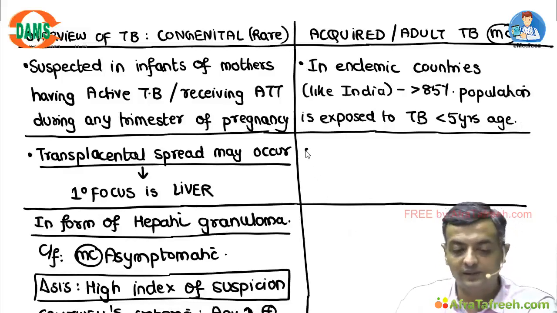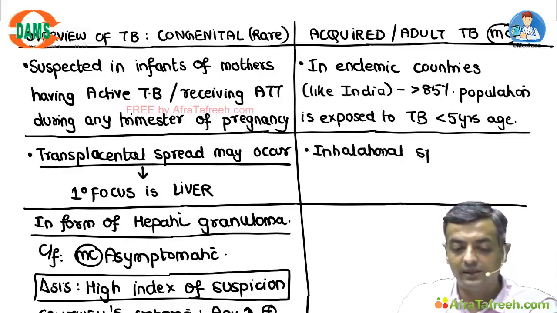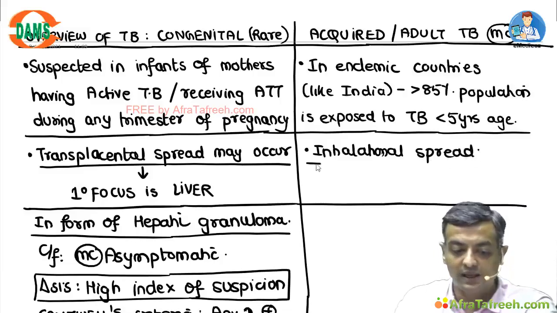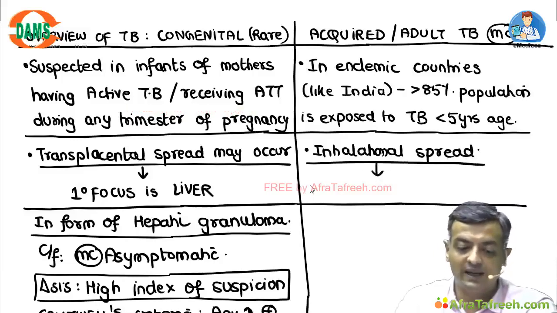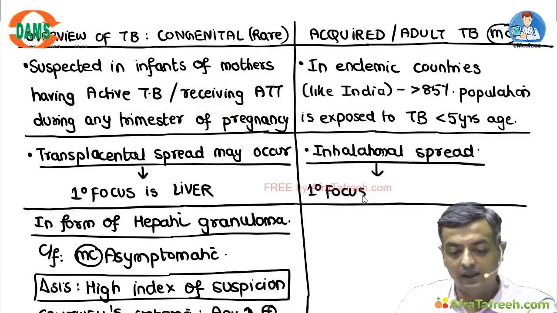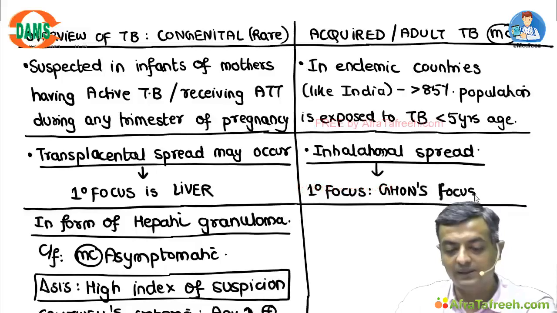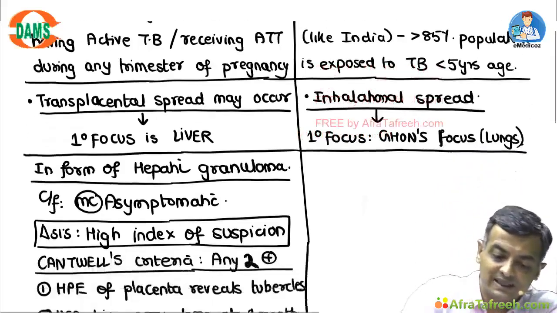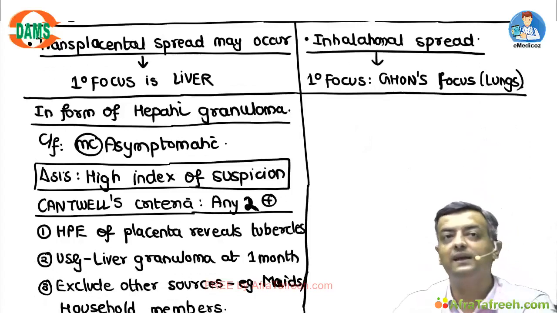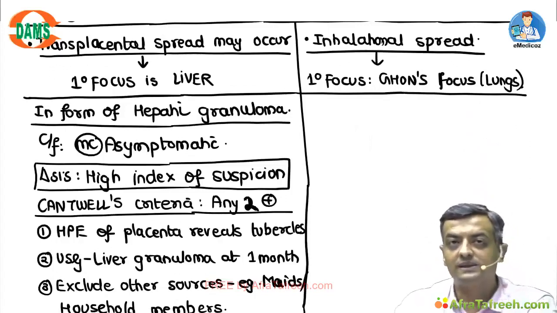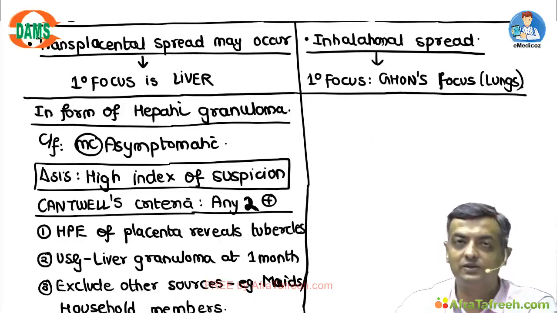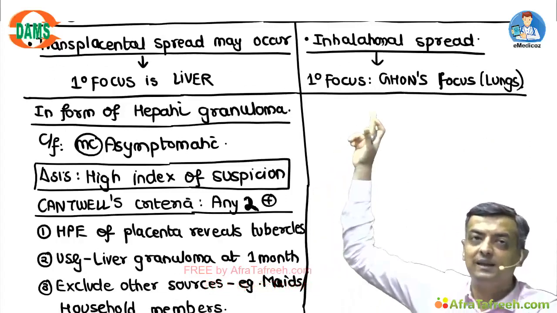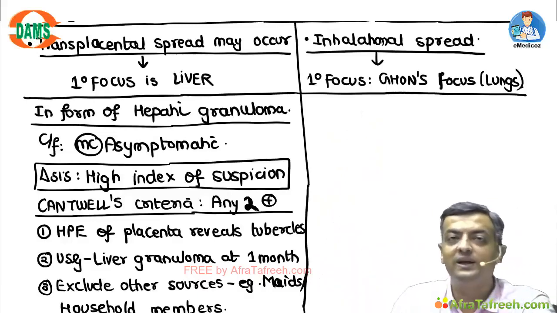So what is the mode of transmission? Inhalation route. There is an inhalational spread of tuberculosis in the population, and that is why the primary focus is the Ghon's focus in the lung. So Ghon's focus does not cause symptoms. The TB is limited to the area by the immunity.